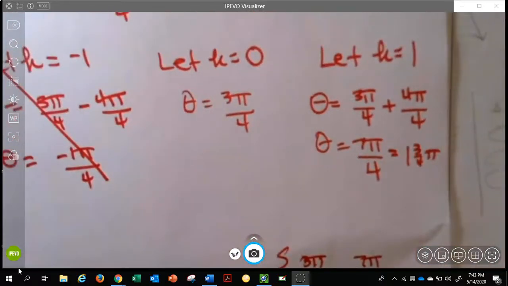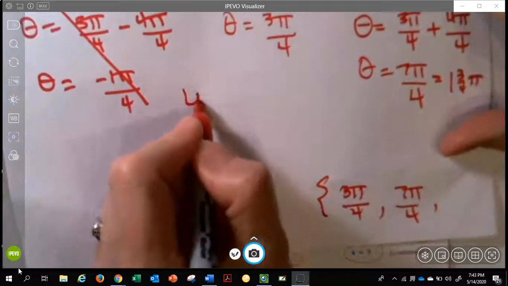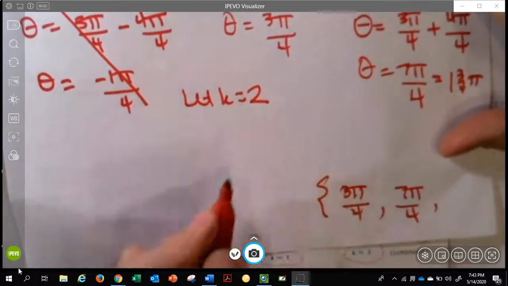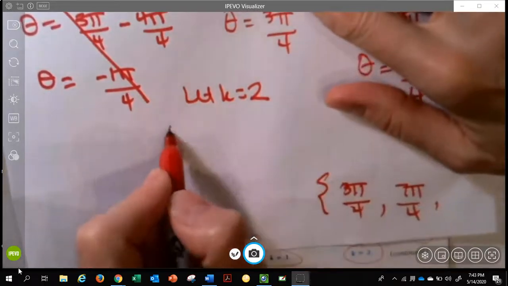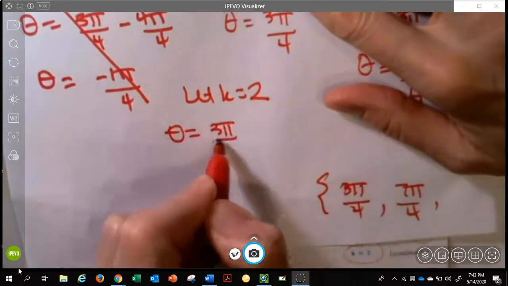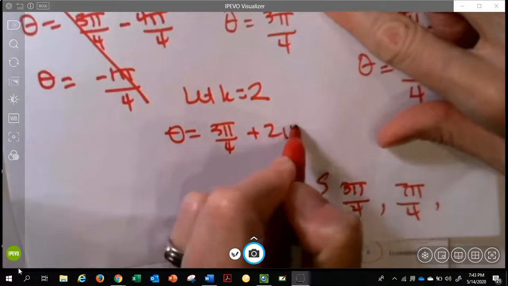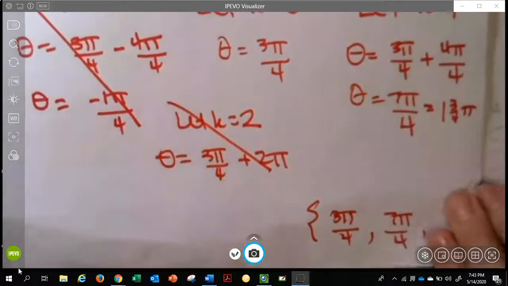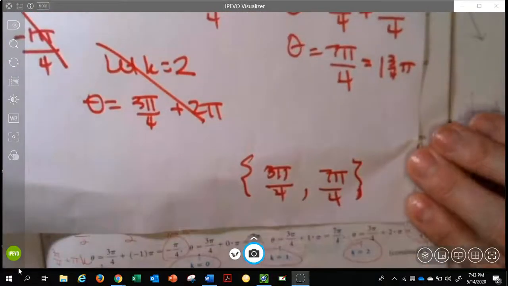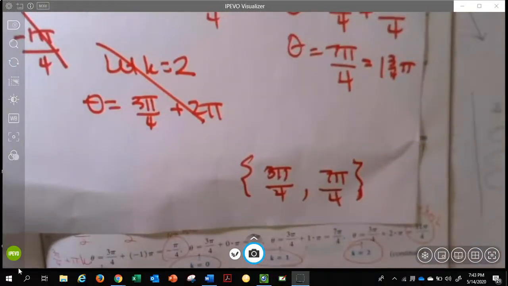I have a really sneaky suspicion that that's going to be it, because when I try let k equal 2, I'm going to bust through. Because when I let it be 2, my theta is 3 pi over 4 plus 2 pi. Well, 2 pi is my maximum. I can't go past it, and that'll put me over. So we are done. We have found what we need.